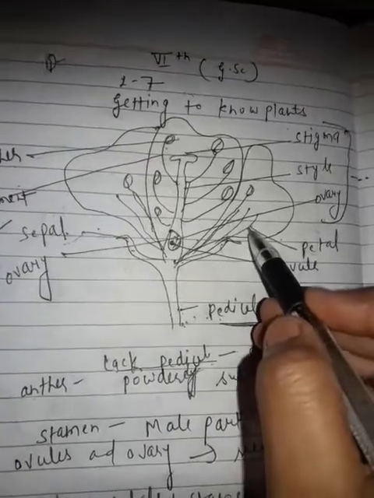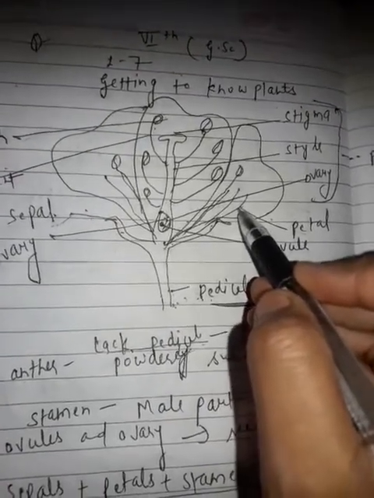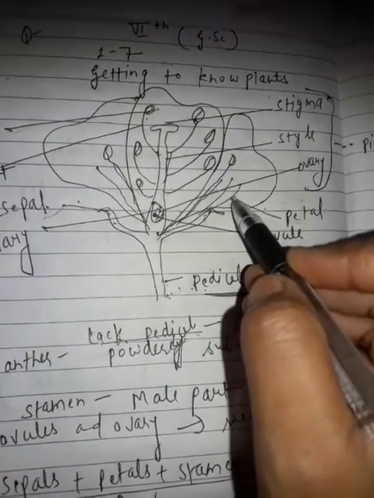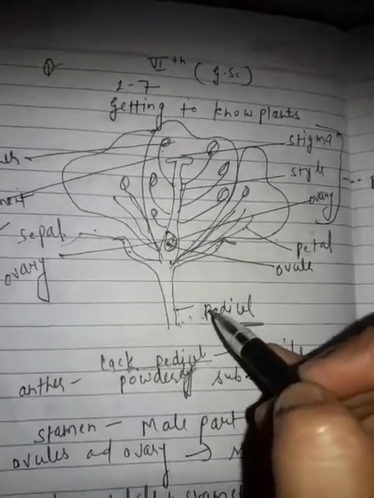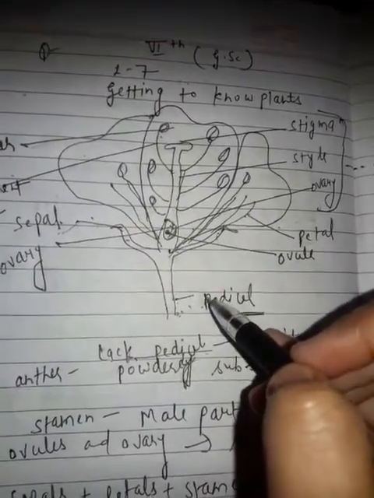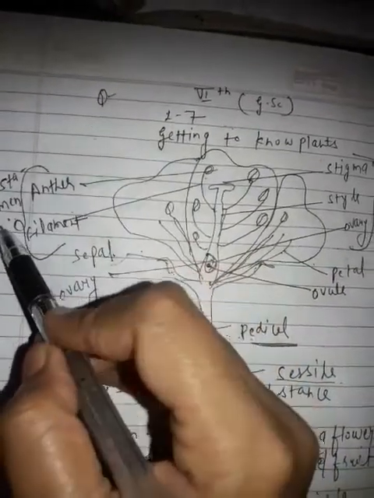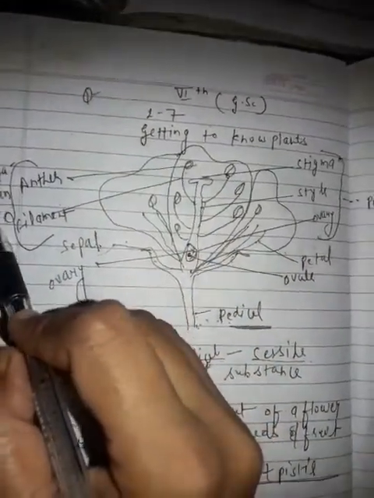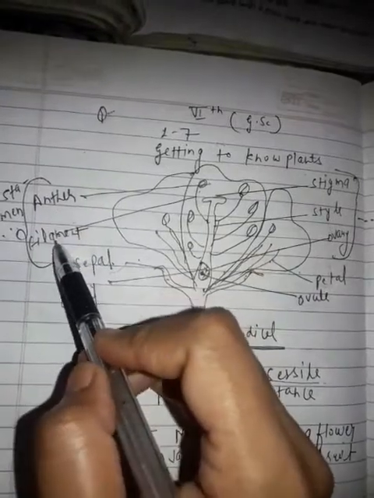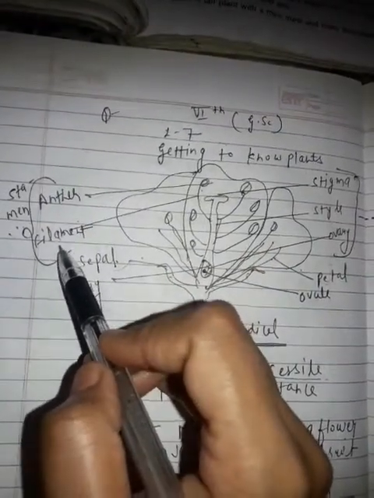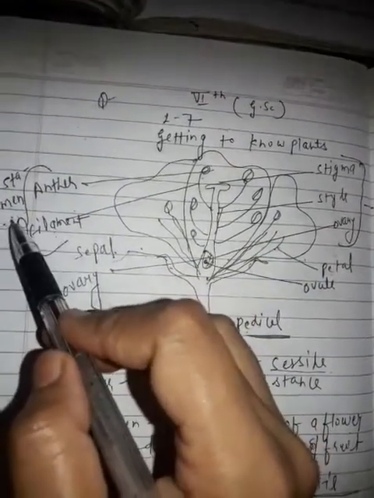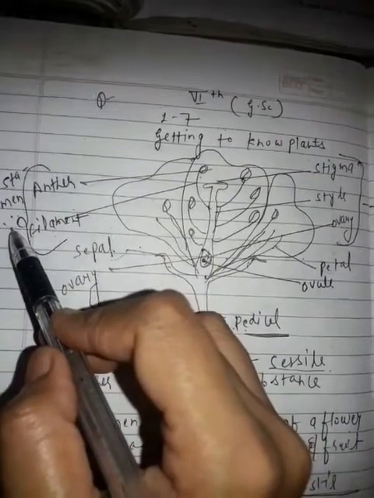The next inner whorl is composed of brightly colored petals, and being brightly colored, petals attract insects for pollination. And stamens are next to petals. Stamen consists of anther and filament, and stamen is the male part of the flower.